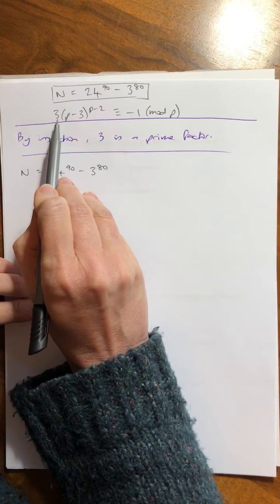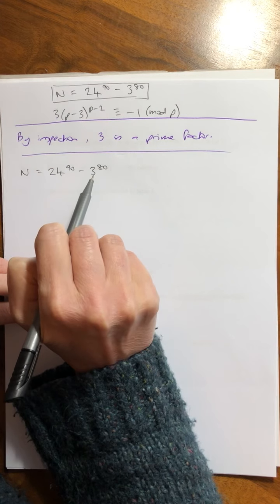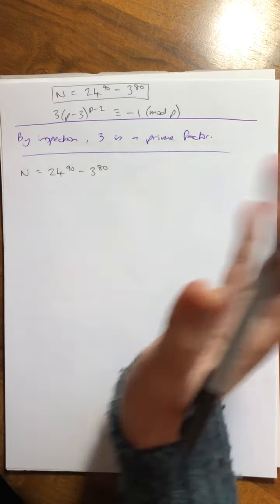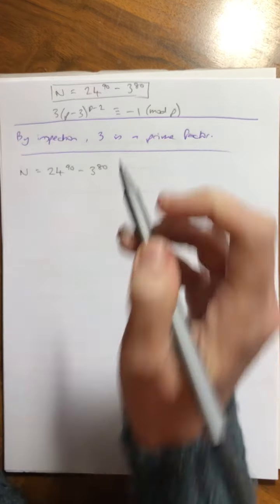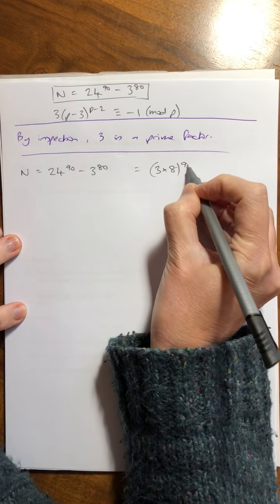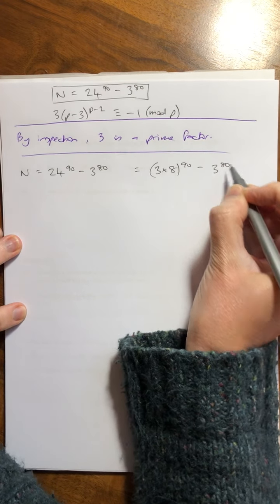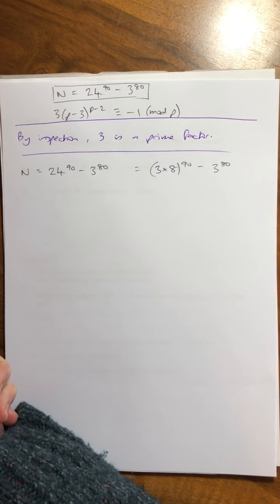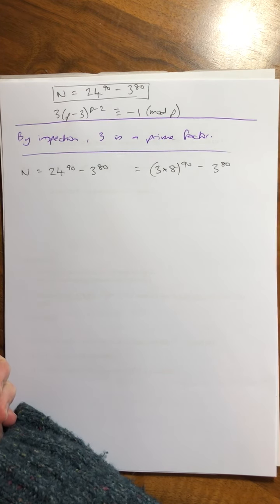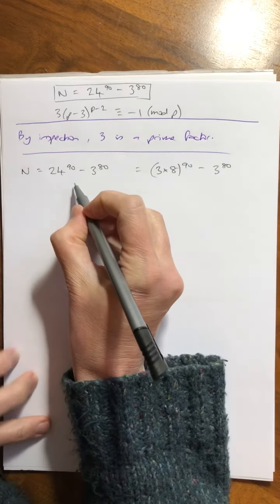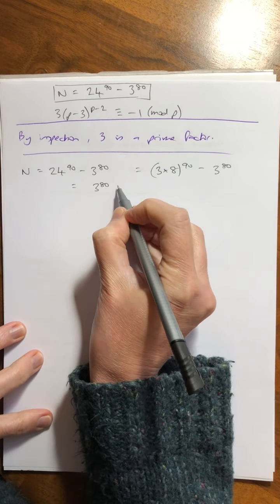There's a 3 there, and I've certainly got a 3 here, but I think it might be useful to get 3s in there also, and of course I can, because 24 is 3 times 8. So I can write that as 3 times 8 to the power of 90 minus 3 to the power of 80. And I've got a common factor, haven't I? I've got a common factor of 3 to the power of 80.